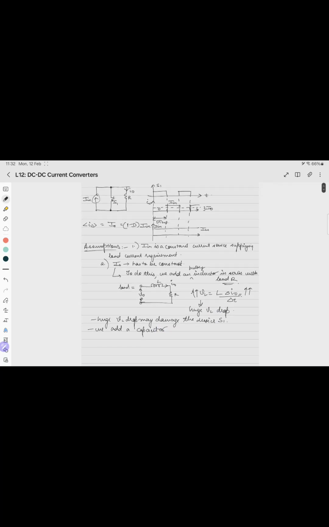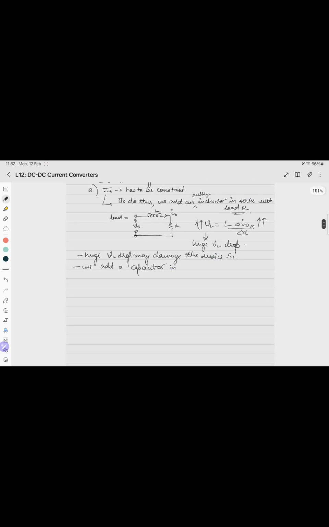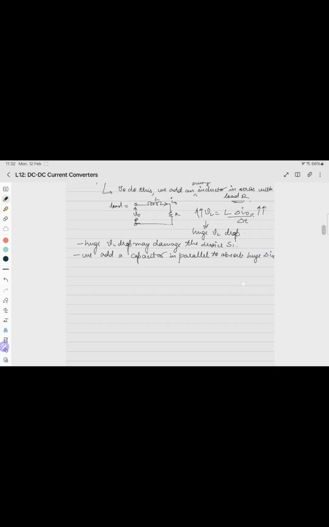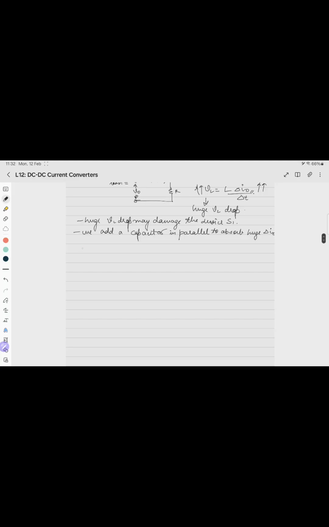But how do we add it, in series or parallel? We should add it in parallel because we have to split the current. So that's why we should add a capacitor in parallel to absorb the huge delta I naught. So now the converter becomes like this.